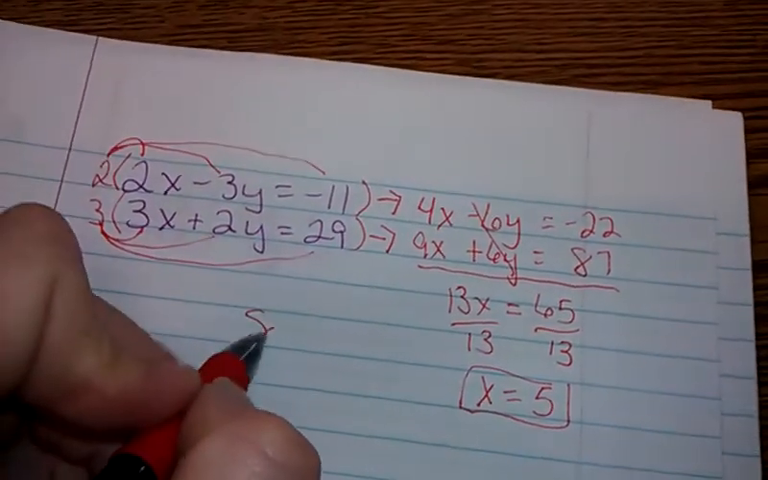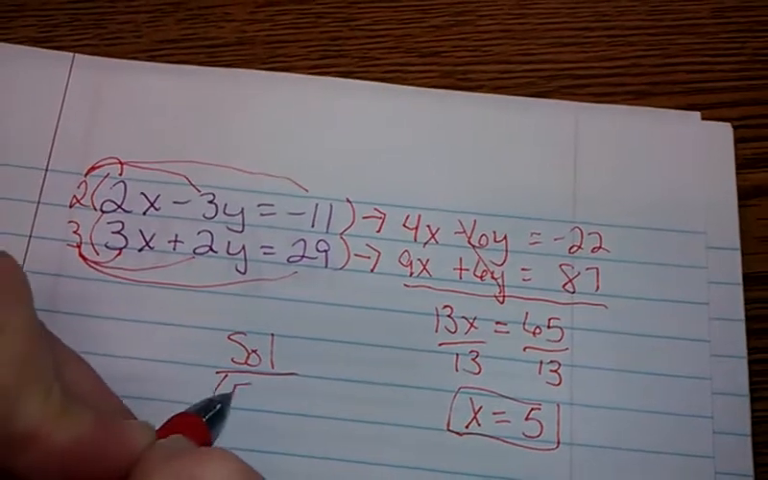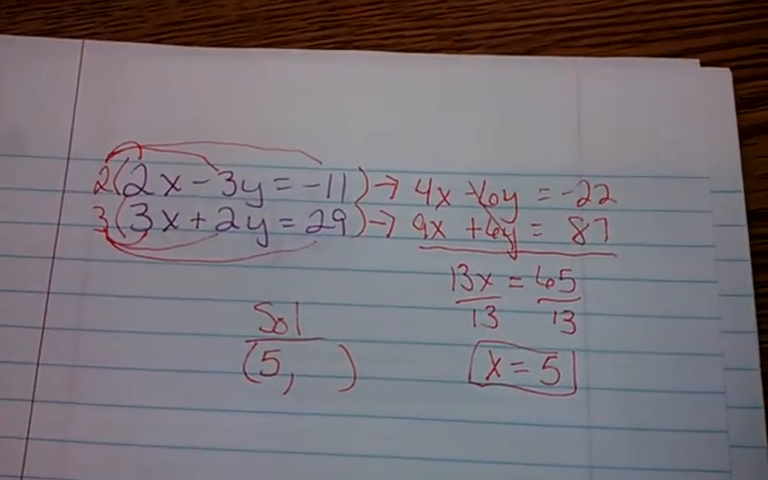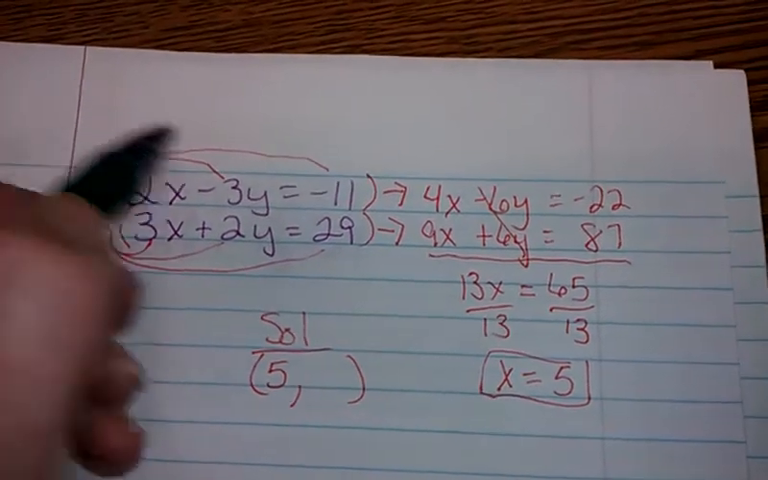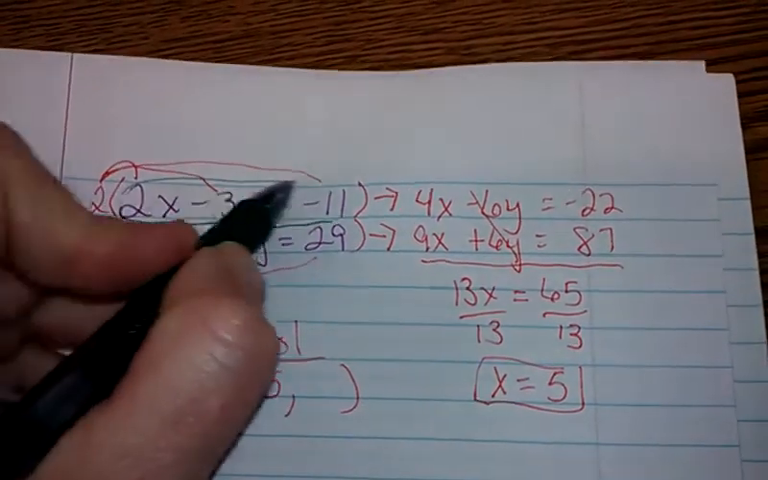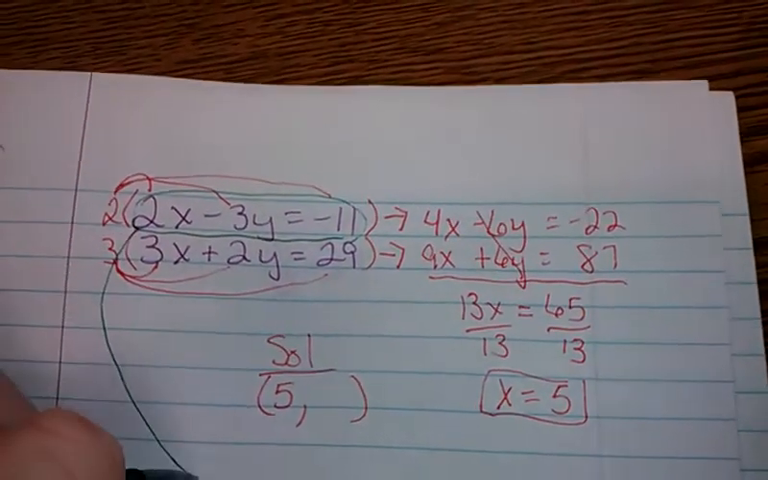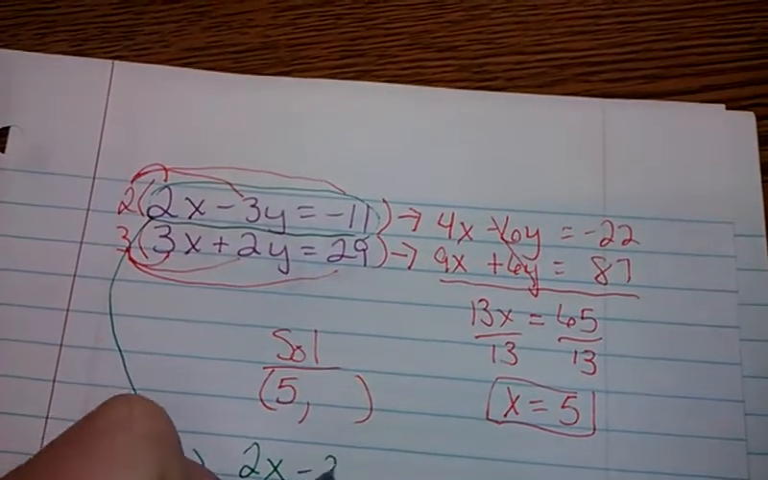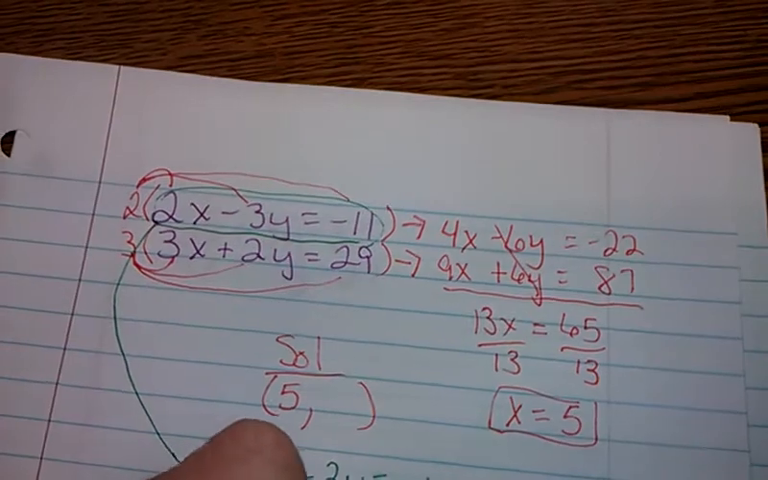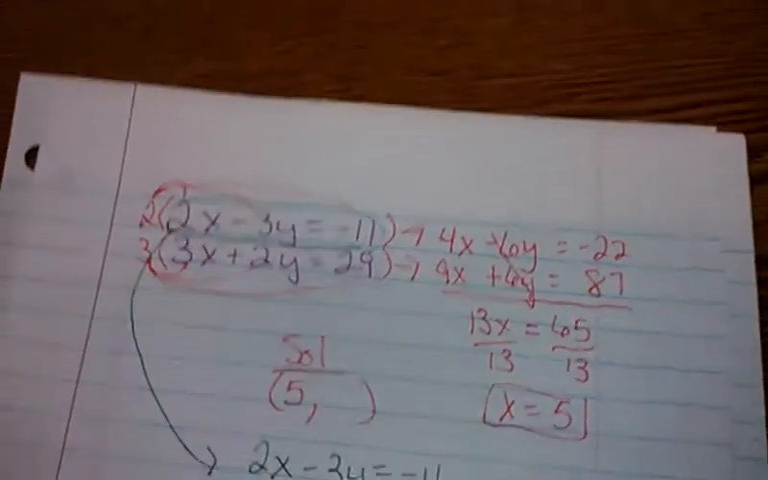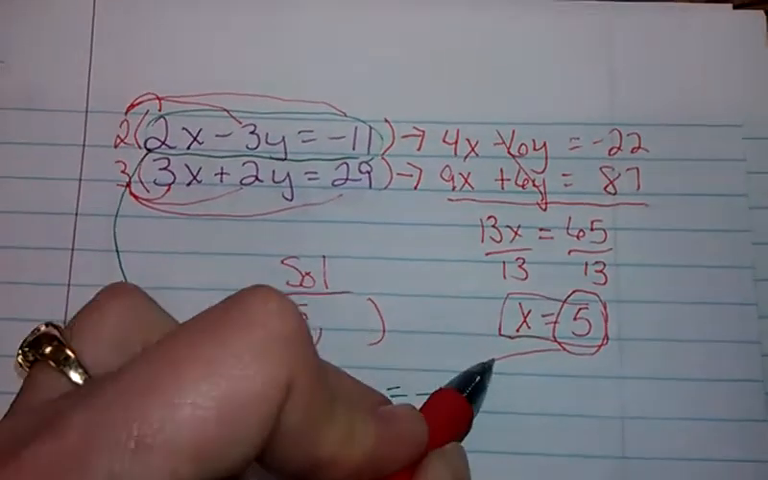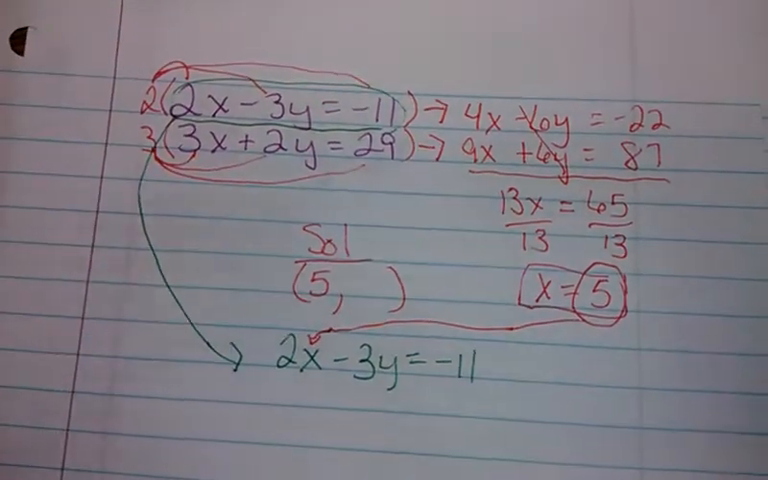So for my solution, x is 5, and we don't know y. We've got to find it. I'm going to choose one of my two equations. I'm just going to choose this one up here. For me, it doesn't matter which one, as long as you choose one of the original ones to make sure it's the least amount of mistakes right here. So I'm going to take x is 5, and I'm going to substitute it in here for x.